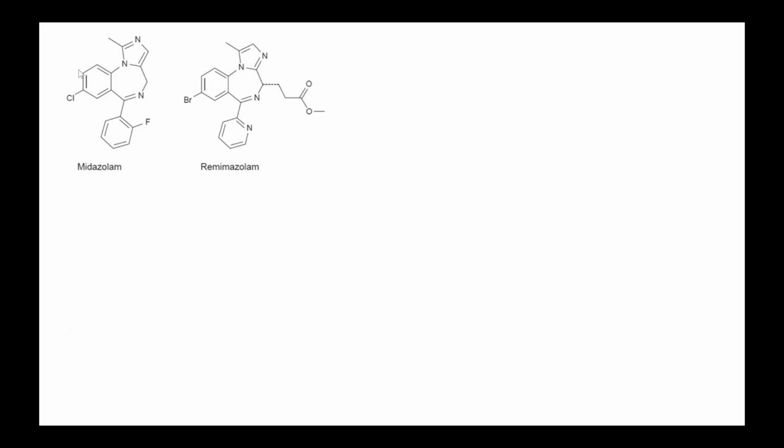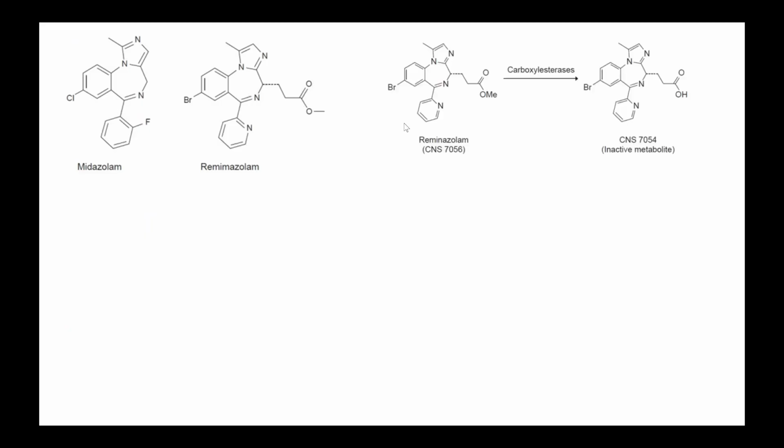And this is the structure of midazolam. This is the structure of remimazolam. If you see here, this is the carboxyl group which is attached here. So this is how we must remember that. This carboxyl group is removed by carboxylesterases. This is the enzyme which removes the carboxyl group to convert this into the metabolite, which is an inactive product.